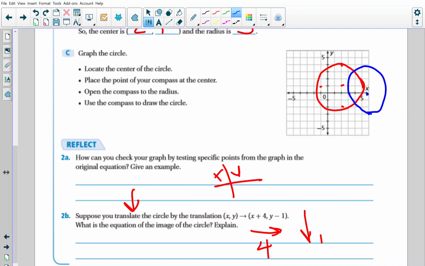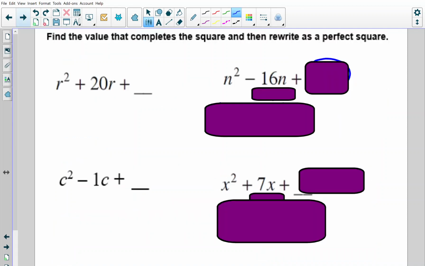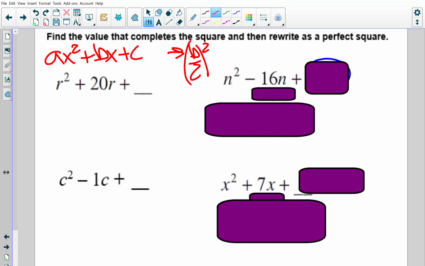All right, some examples of completing the square. Remember, ax squared plus bx plus c. We want to look at b halves and square it. That's this guy. What's that? 10. What's 10 squared? 100.